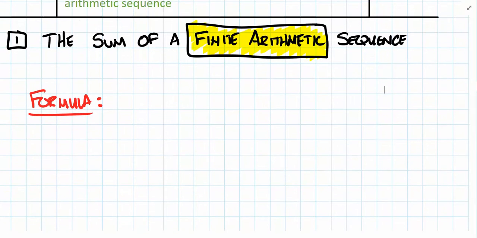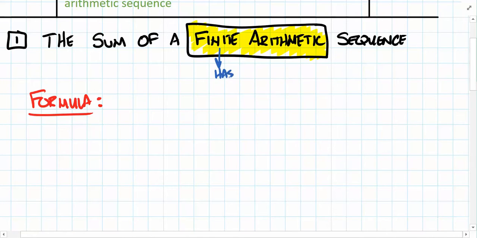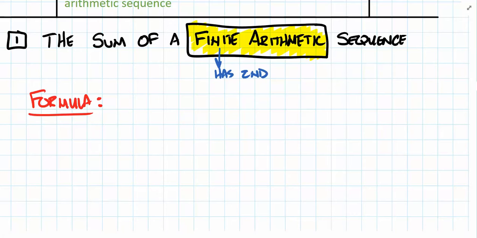It says we're going to find the sum of a finite arithmetic sequence. First of all, something that is finite means that it has an end. So we're only talking about, let's say, the first 30 terms of an arithmetic sequence, or the first 50 terms, but it has to have an end. That's what the word finite means. So I'm going to give you the formula, and then in box 3 I'm going to show you how that formula works and why it works. Let me give you the formula right now.